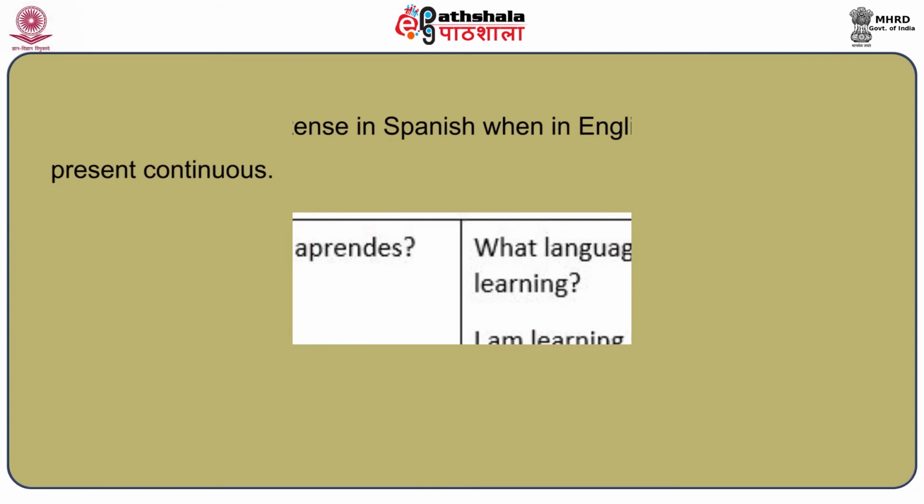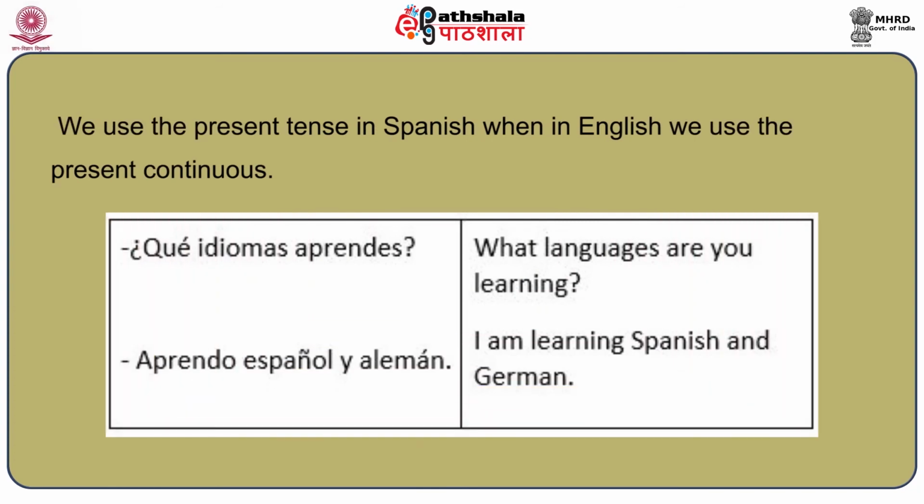Now remember that in Spanish, the simple present is highly used and on many occasions takes the uses of the present continuous. Thus, we use the present tense in Spanish when in English we use the present continuous. Like I mentioned, if I say como chocolate, it can mean I eat chocolate or I am eating chocolate.